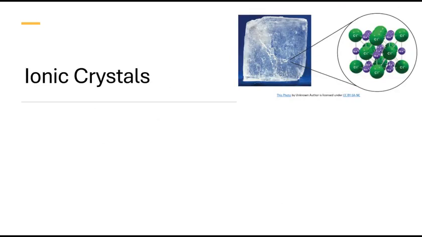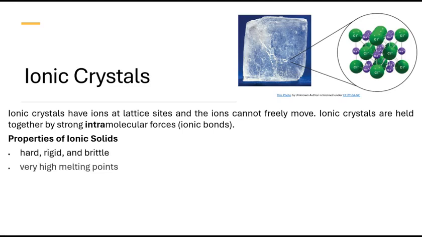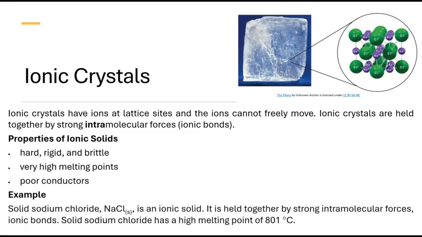Another type of crystal is ionic crystals, and we have seen these before. Ionic crystals have ions at the lattice sites, and the ions cannot freely move. Ionic crystals are held together by strong intramolecular forces, specifically ionic bonds. Properties of ionic solids: they're hard, rigid, and brittle. They have very high melting points. They're poor conductors. For example, solid sodium chloride, or NaCl solid, is an ionic solid. It is held together by strong intramolecular forces, ionic bonds. Solid sodium chloride has a high melting point of 801 degrees Celsius.